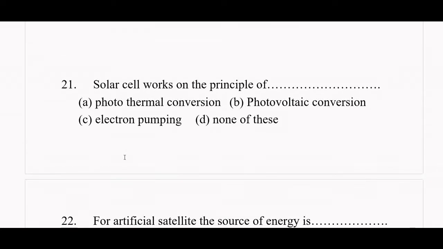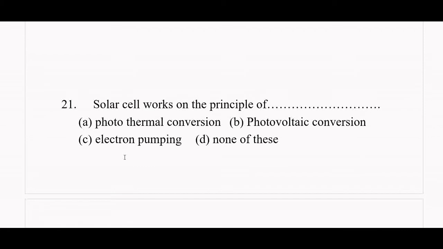Now moving on to question number 21. Solar cell works on the principle of dash. A. Photothermal conversion. B. Photovoltaic conversion. C. Electron pumping. Or D. None of these. So the answer is photovoltaic conversion, because photovoltaic means it converts photons or light to voltage. So that is the main principle of solar cell. It converts solar energy or the light energy, solar light, into voltage. So B is the correct answer.